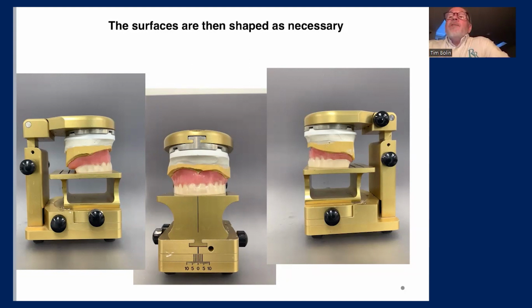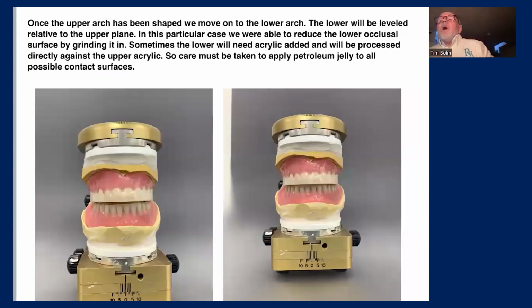Now, once the upper is shaped, we move on to the lower arch. The lower has to be level relative to the upper plane. In this particular case, we were able to reduce the lower rather than adding to it. Sometimes the lower will need to have acrylic added to it or have it processed directly against the upper acrylic. And if you have to do that, make sure you use a lot of petroleum jelly, because there's a real good chance that it'll stick.